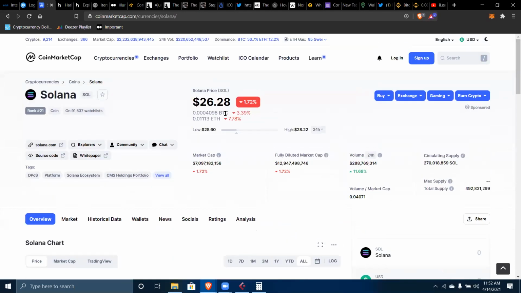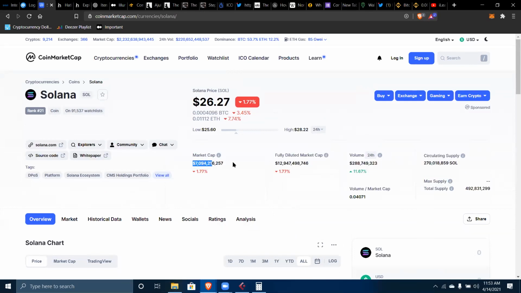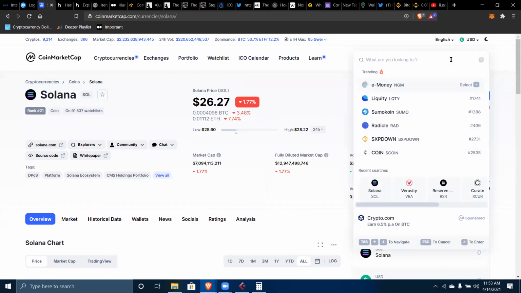Now for SOL, the market cap has pumped already. This is not something that might perform significantly compared to other low cap coins, but do what you may with this information. And then last but not the least, okay, let me just say FRM.